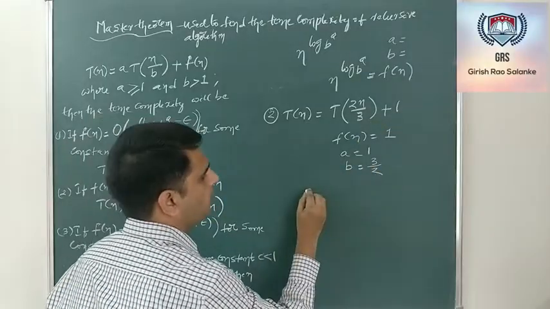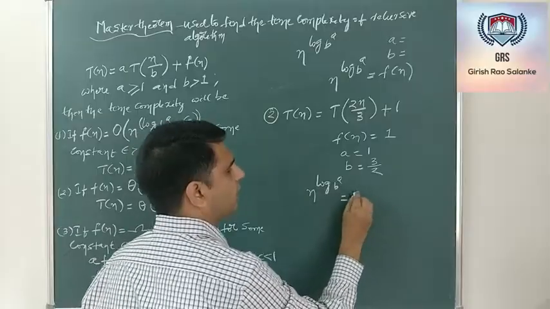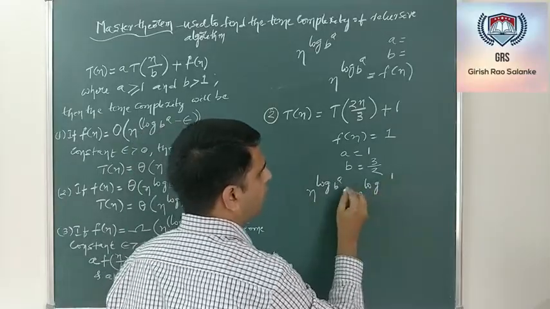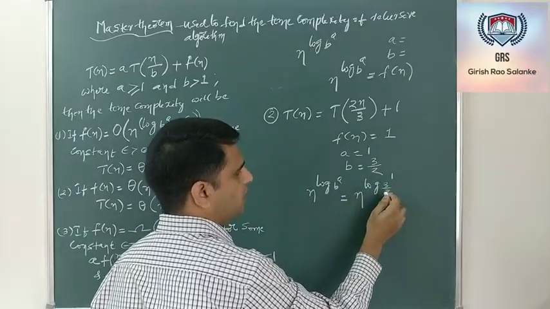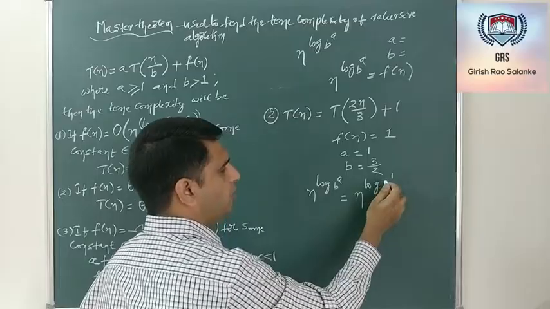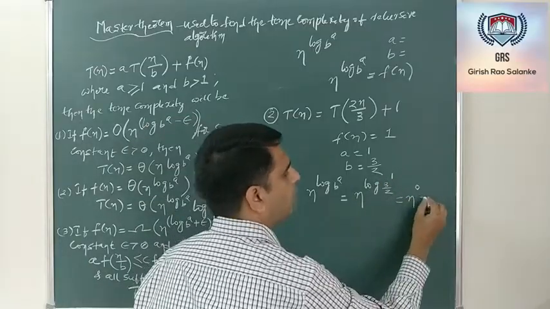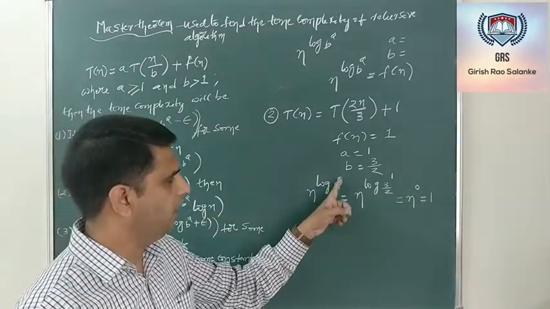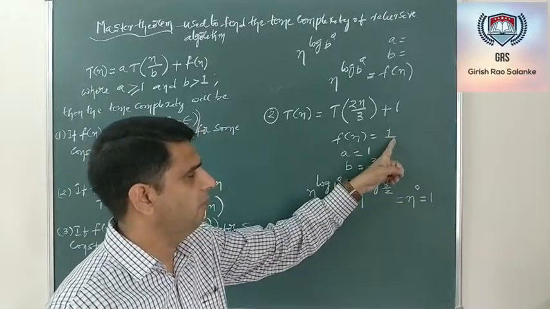Now try to find the value of n to the power of log a to base b. This is nothing but n to the power of log of a to base b, where a is 1 and b is 3 by 2. It is log 1 to base 3 by 2, which is nothing but log 1 to base 1.5, which is 0, so n to the power of 0. Now I got this value as 1. So please note that n to the power of log a to base b is 1, as well as my f of n is 1.